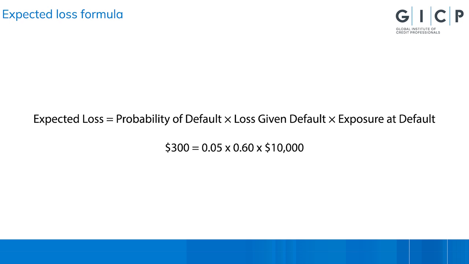Here's an example of what the calculation might look like. Imagine a loan with the following details. The probability of default is 5%. The loss given default is 60%. And the exposure at default is $10,000. Using the formula, we calculate the expected loss on this loan to equal $300. In other words, on average, $300 is anticipated to be lost due to borrower default.